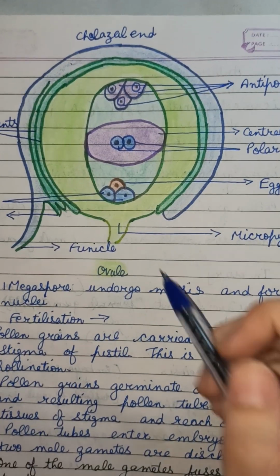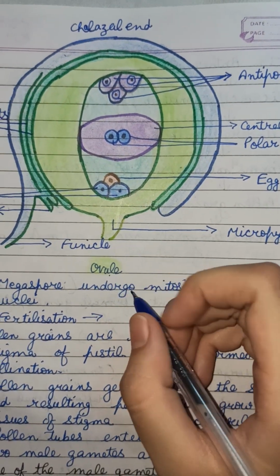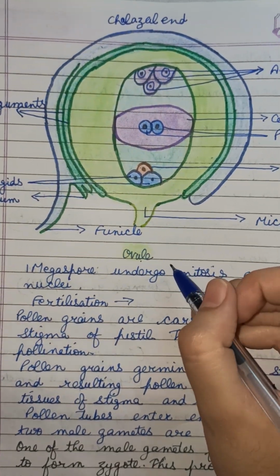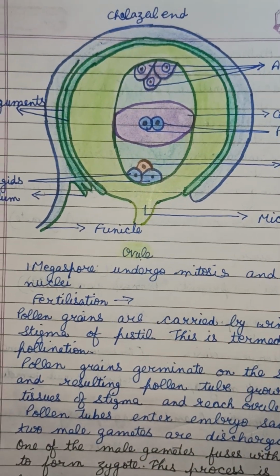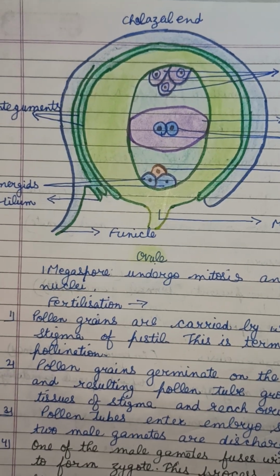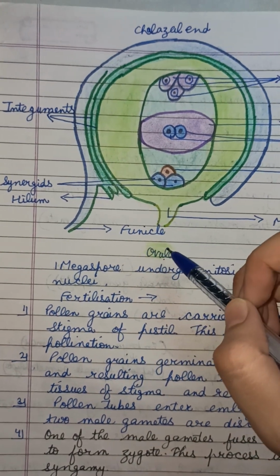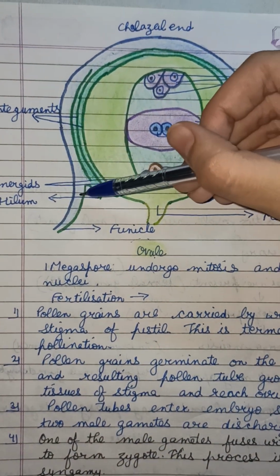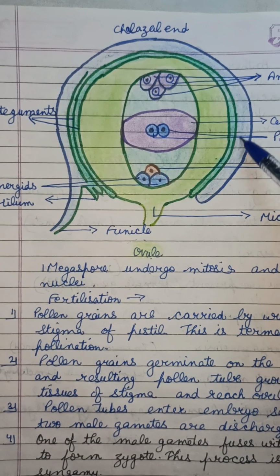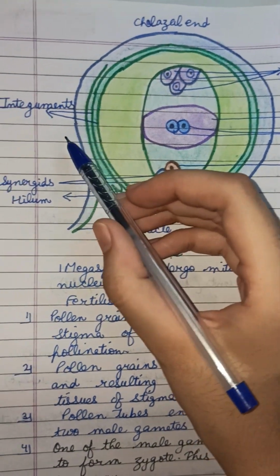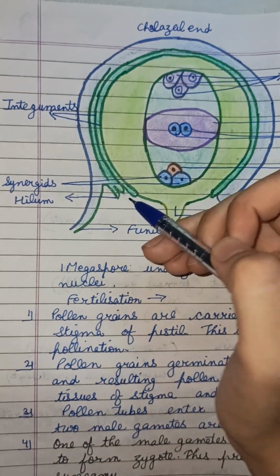Here you can see this is the ovule. Ovule is the part of the ovary. Ovule is also called megasporangium. This you will study in detail in higher classes. So this is our ovule. Some protective coverings are present outside the ovule. These are called integuments. Here I have written integuments.